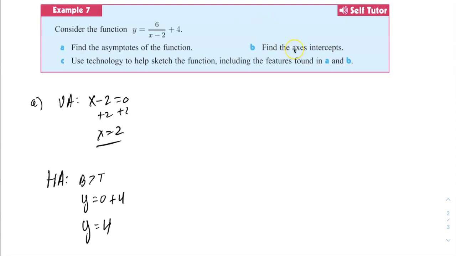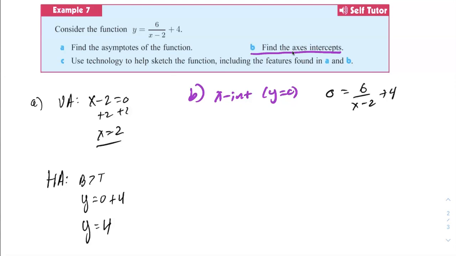Find the x-intercepts. Now we should always know how to find this. We can do this with any problem they ask us. Any graph, you should always be able to find the x-intercept. So if you want to find the x-intercept, you set y equal to 0. So we're going to go 0 equals 6 over x minus 2, plus 4. And we just have a math problem. Let's subtract 4 from both sides.